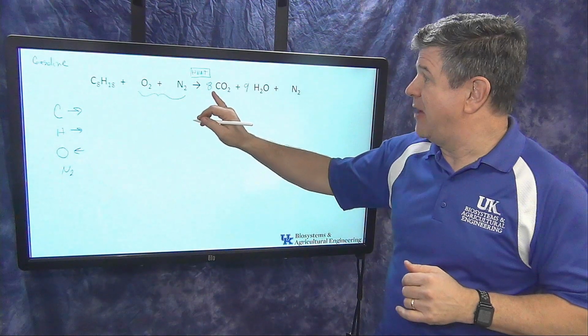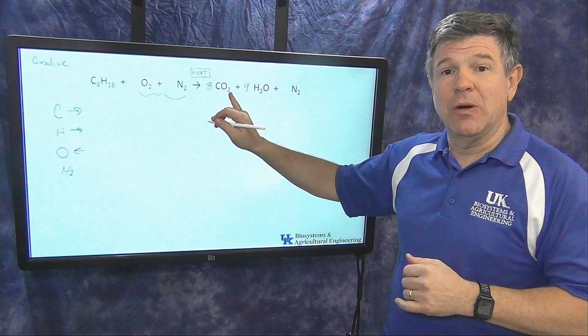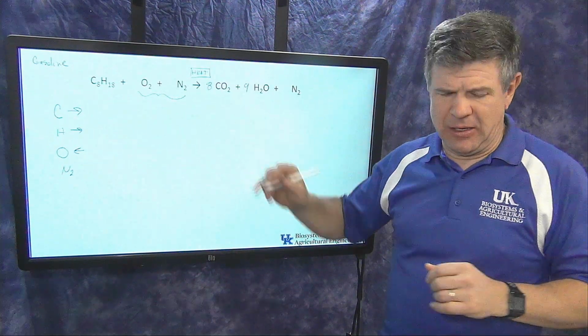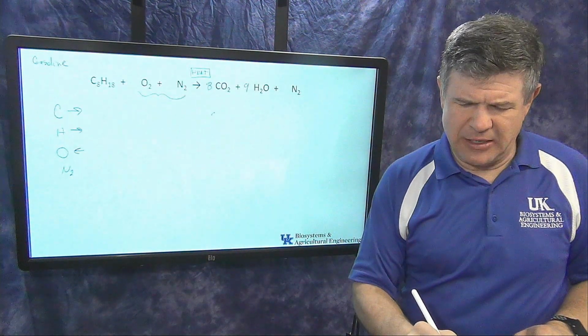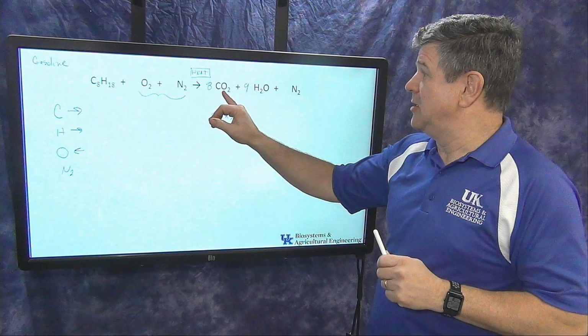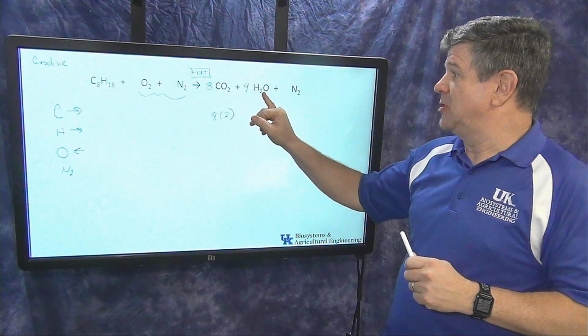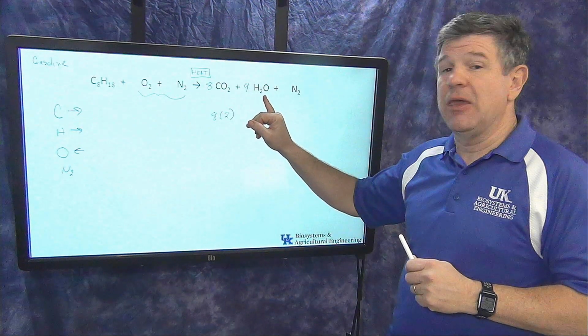How many do I have? I have 8 molecules. Each molecule has 2 oxygen atoms in it. So what I am going to have is 8 times 2. That's how many oxygens are in that carbon dioxide. Where else do I have oxygens? Oh, I have oxygens in the water.